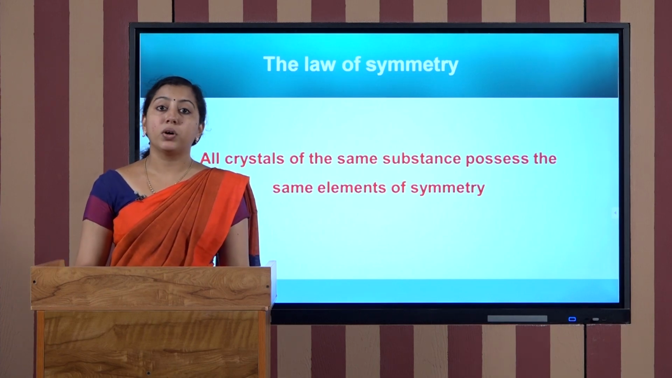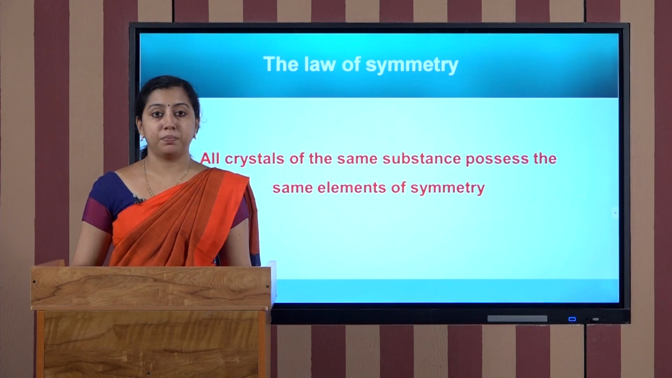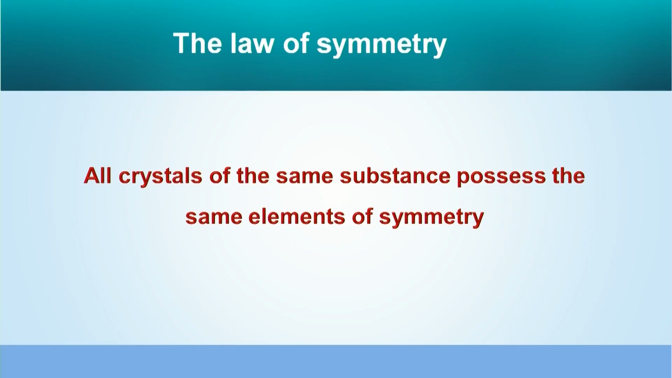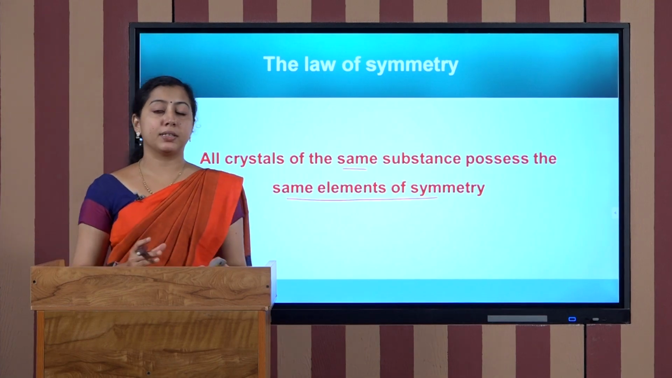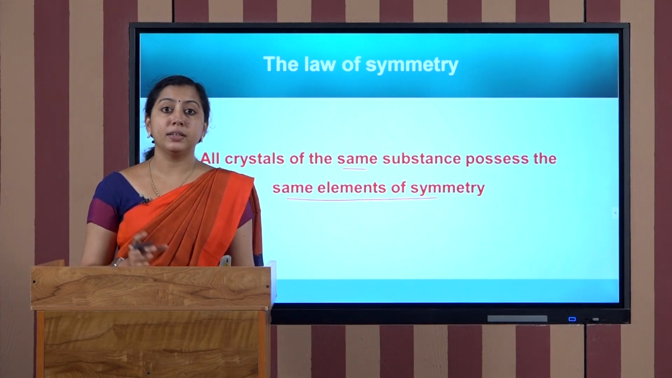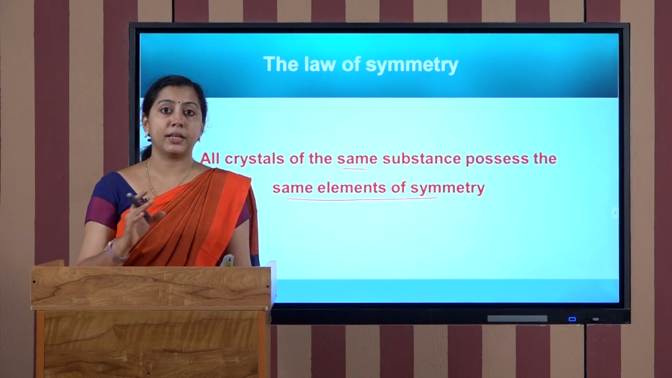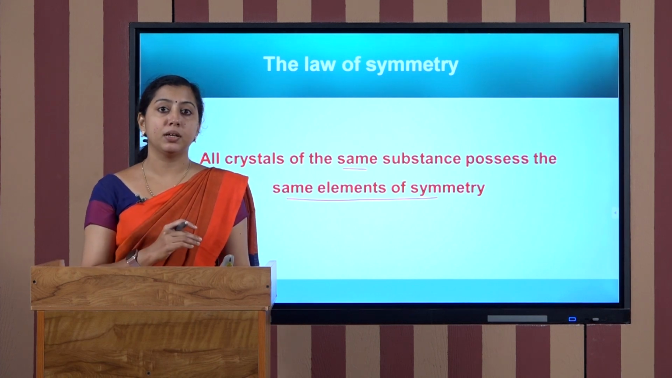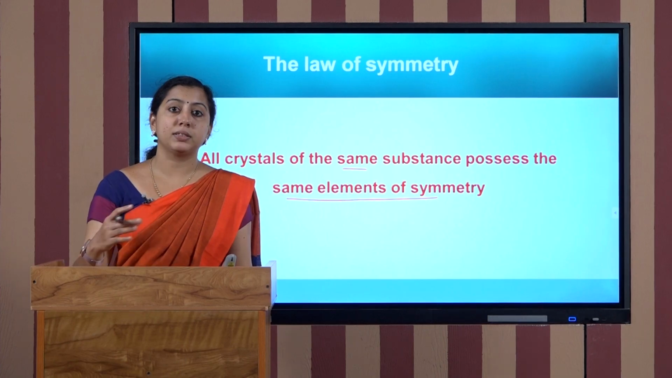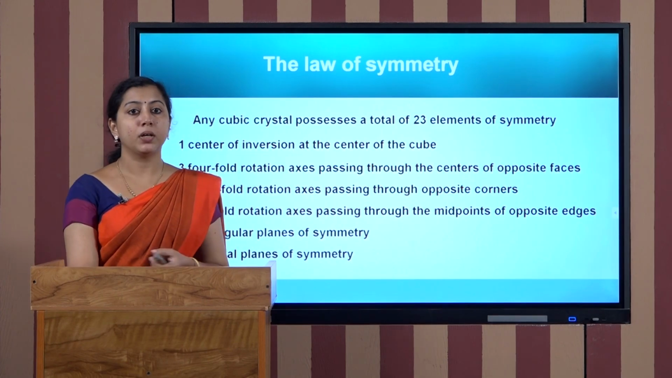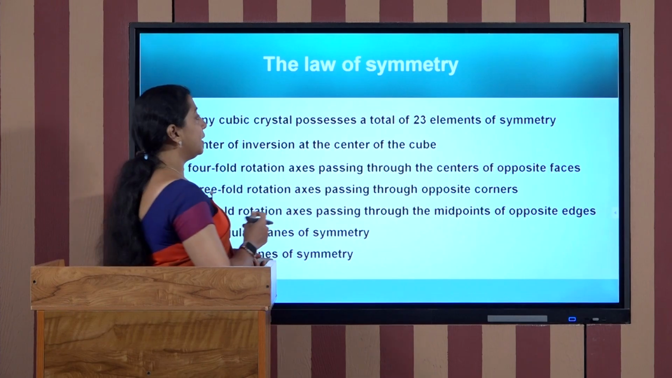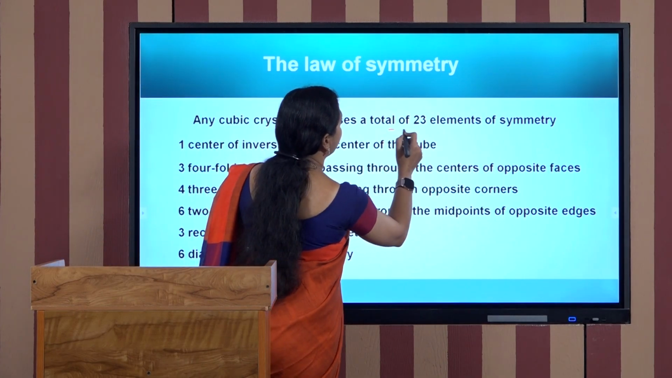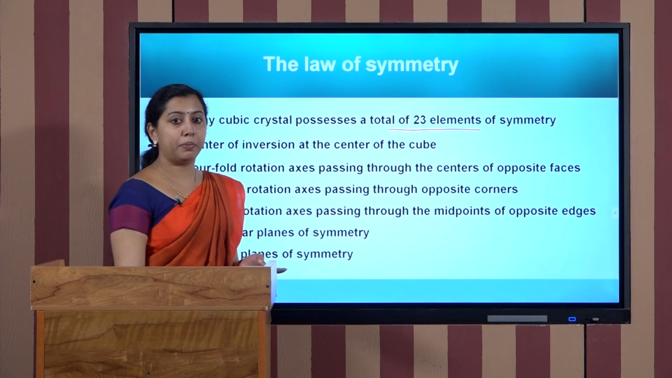Now, let us see what is meant by the law of symmetry. According to the law of symmetry, all crystals of the same substance possess the same elements of symmetry. Okay. All the crystals of the same substance will contain the same elements of symmetry. That is, it will have an axis of symmetry, a plane of symmetry and maybe the center of symmetry. For example, a cubic crystal will have a total of 23 elements of symmetry.